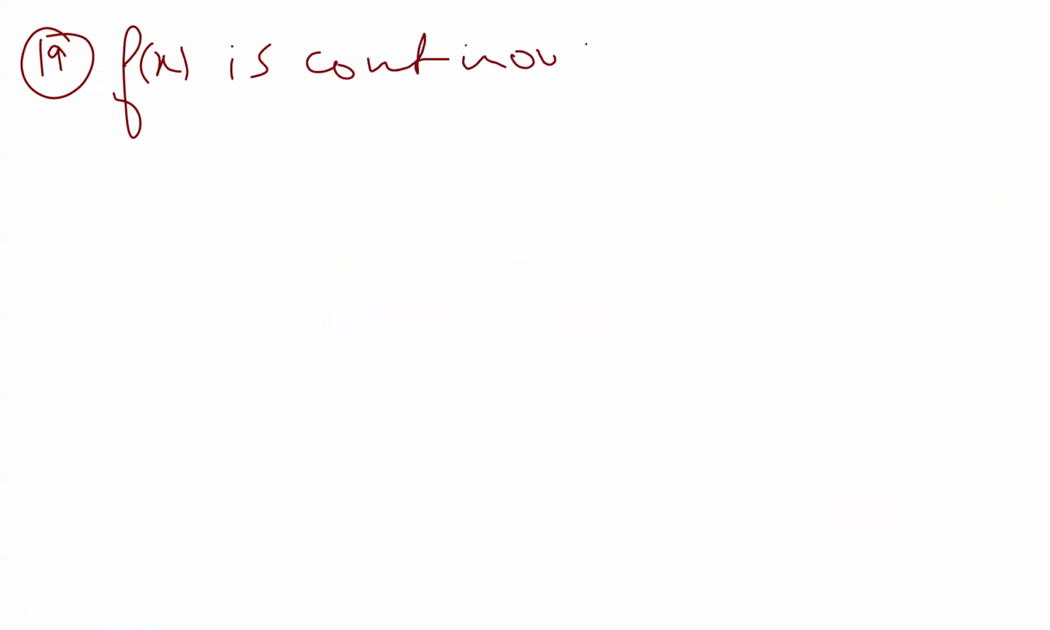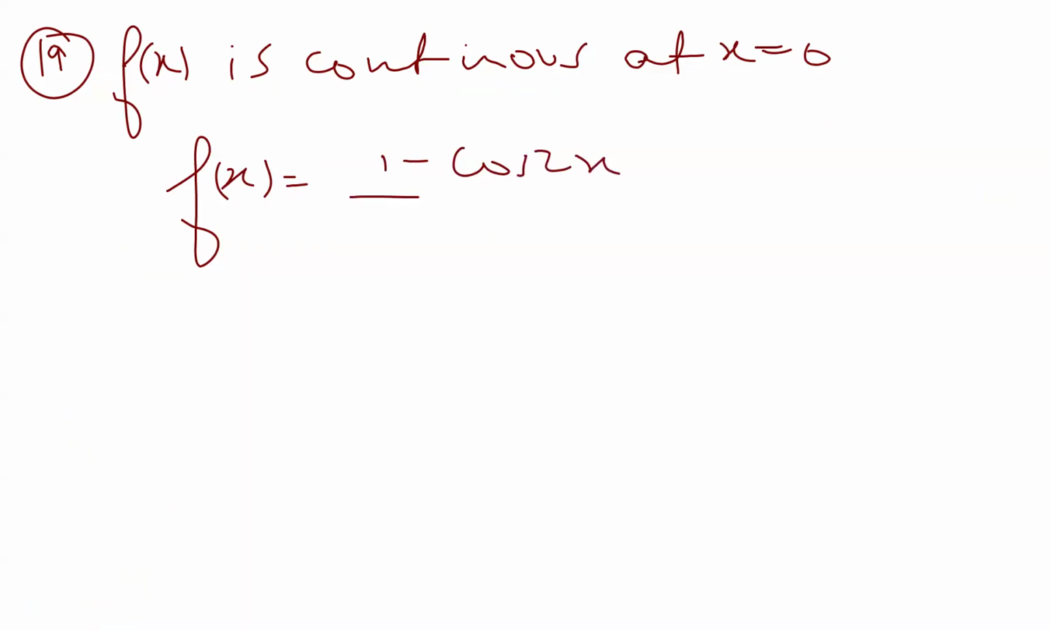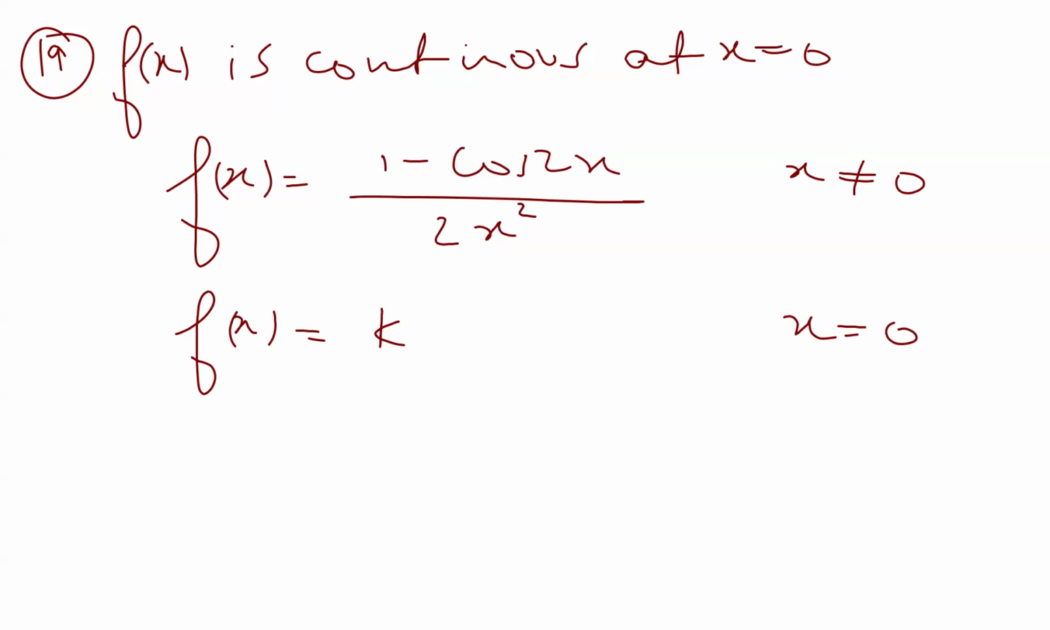Question number 19. The question is: f of x is continuous at x equal to 0, and f of x is equal to (1 minus cos 2x) upon 2x square, x not equal to 0. f of x is equal to k, x equal to 0.